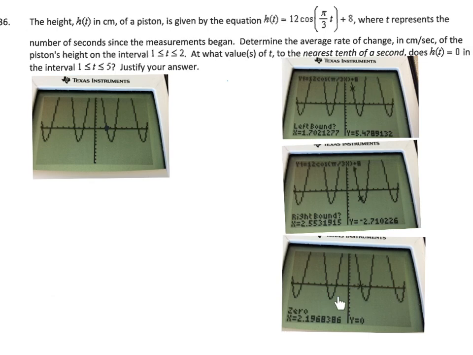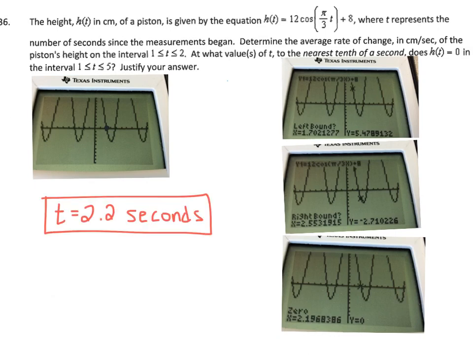And then you can see in this diagram, this is telling us our 0 is at 2 point, and they want us to round to the nearest tenth, so 2.2. Okay, y is 0 when x is 2.2. So at 2.2 seconds, the piston's height is at 0, so that's one of them. Now, if you notice, in the interval between 1 and 5, 1, 2, 3, 4, 5, there's another 0 right here. So let's repeat the process.